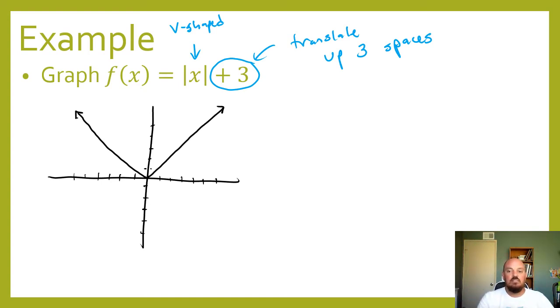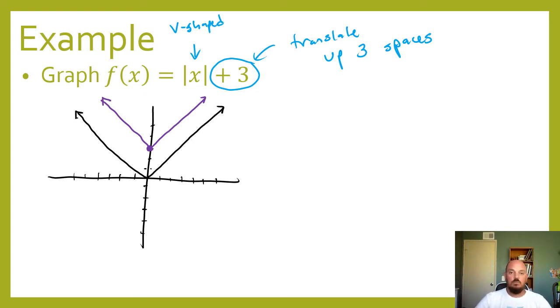If I want to translate this graph up 3 spaces, I'm going to focus on the point of the V. And I'm going to take that up 3. I'm going to count up 1, 2, 3 spots. I'm going to put a point right here. And what I'm going to do is draw that exact same V shape, but starting at that point instead. And the purple graph is the answer.